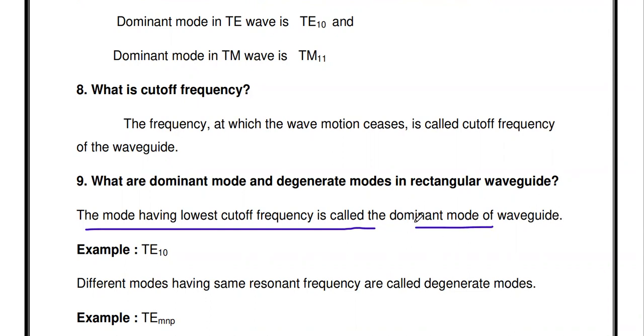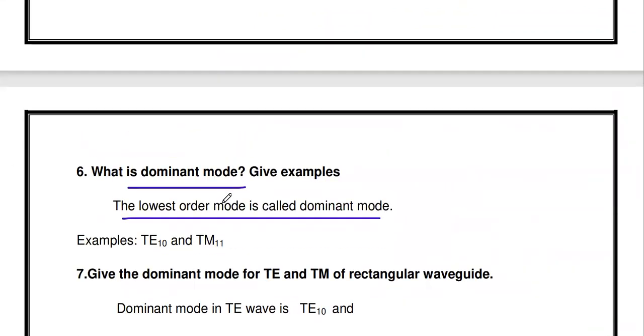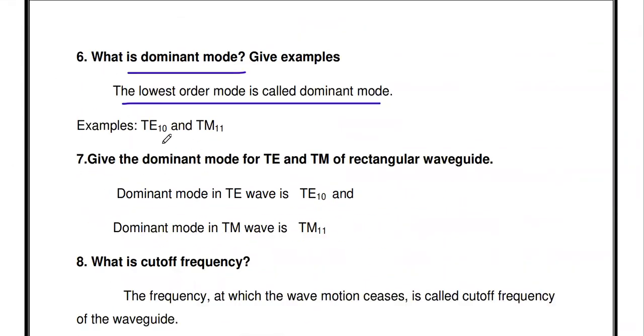For that dominant mode, if you measure the cutoff frequency, that cutoff frequency value is very low. So the mode having the lowest cutoff frequency is called the dominant mode. And what are the examples for the dominant mode? In a rectangular waveguide, TE10 is a dominant mode. Similarly, TM11 is the dominant mode. So in TE waves, TE10 is the dominant mode in a rectangular waveguide. TM11 is the dominant mode in a rectangular waveguide in the TM case.